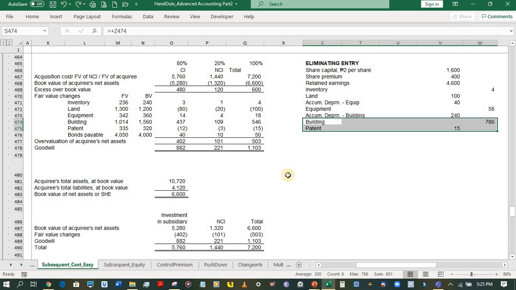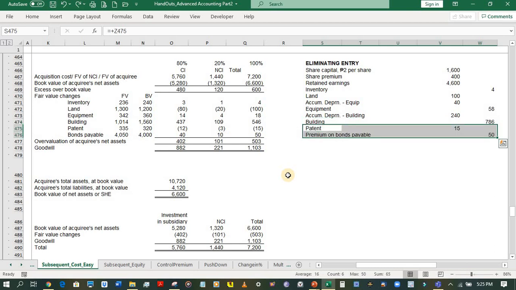However, the amount credited is not the bonds payable account. Instead, we credit the account premium on bonds payable, 50 pesos, because we assume that the 4,000 book value is at face value, since there is no existing premium on bonds payable in the acquiree's trial balance. So that is for the fair value changes.